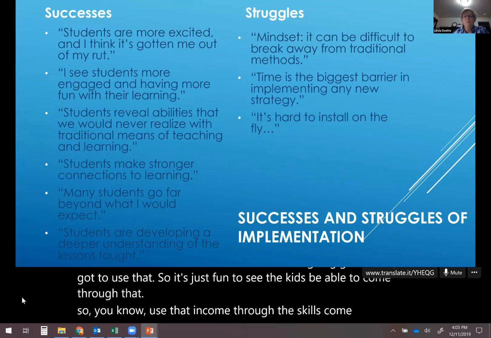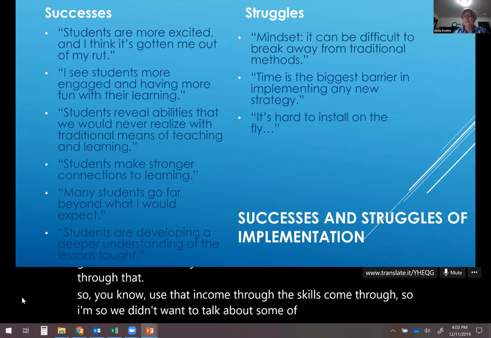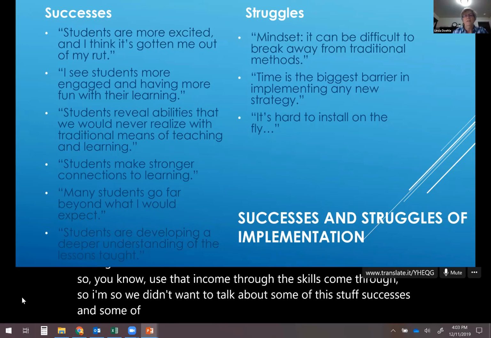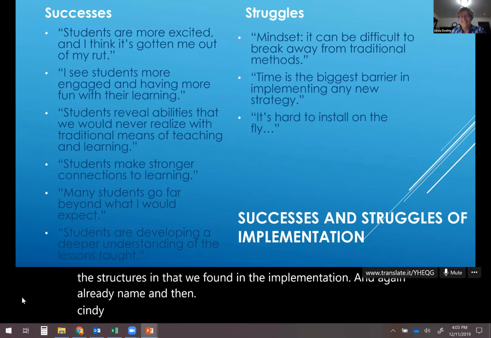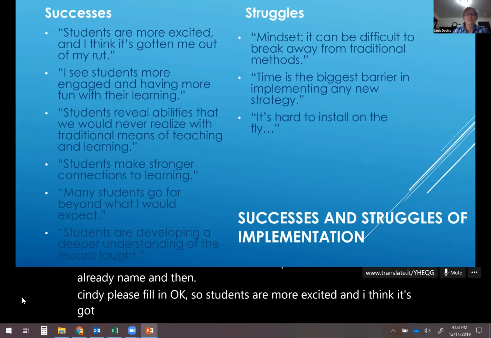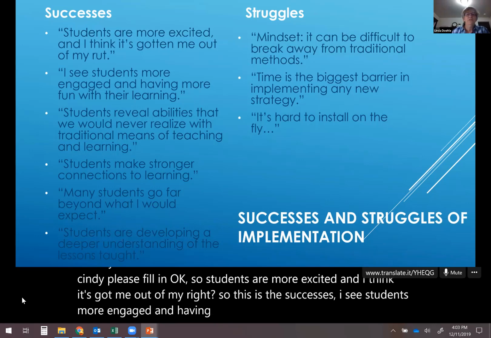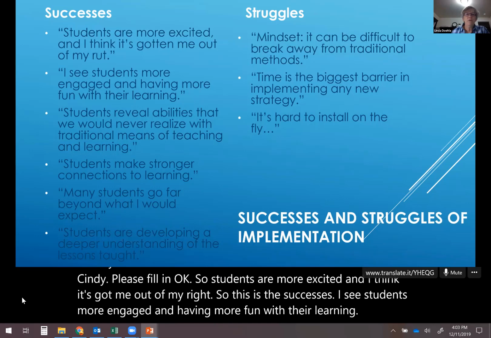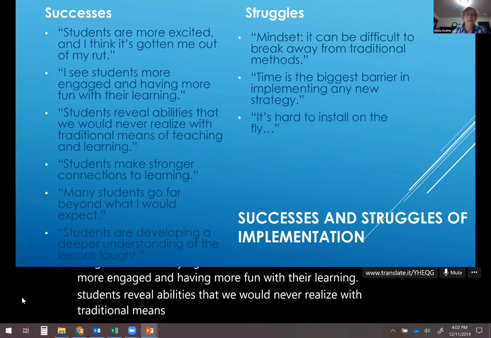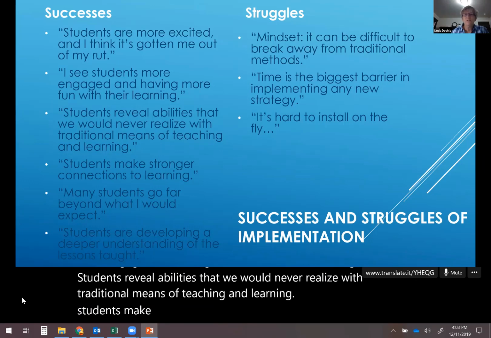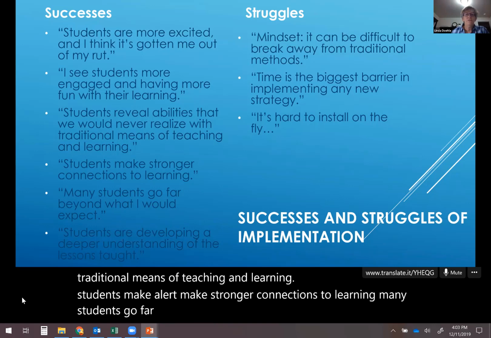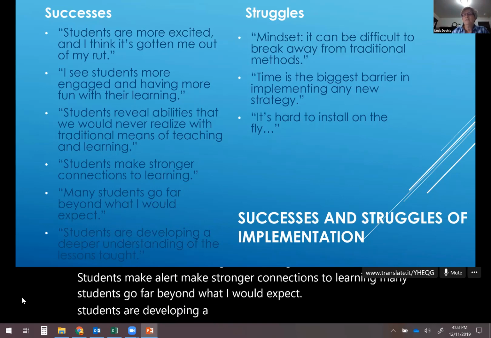So we did want to talk about some of the successes and some of the structures that we found in the implementation. And again, I'll read them, and then Cindy, please fill in, okay? So students are more excited, and I think it's gotten me out of my rut. So these are the successes. I see students more engaged and having more fun with their learning. Students reveal abilities that we would never realize with traditional means of teaching and learning. Students make stronger connections to learning. Many students go far beyond what I would expect. Students are developing a deeper understanding of the lessons taught.